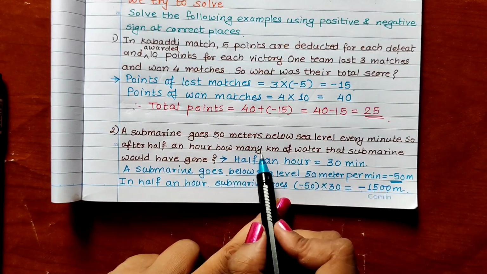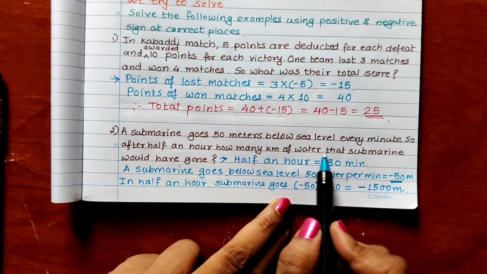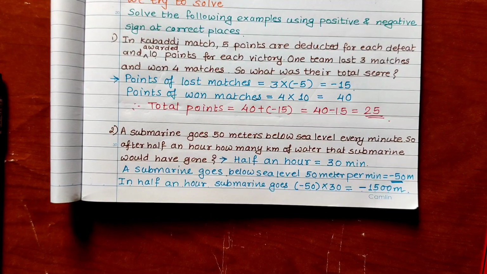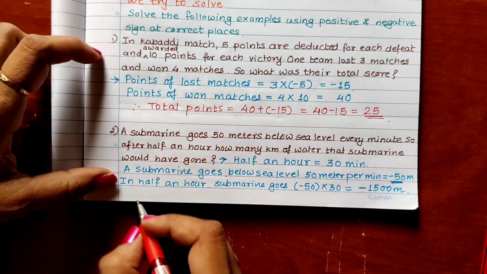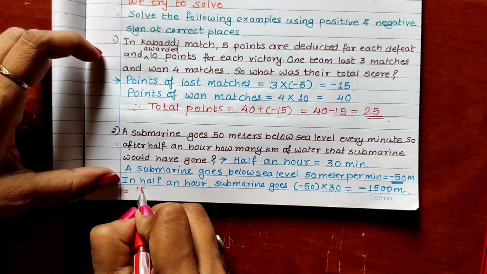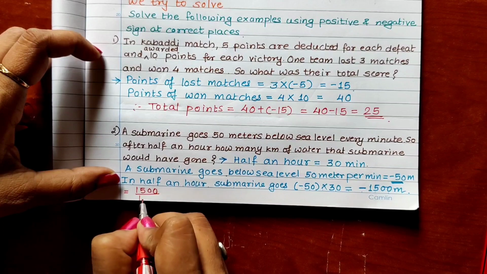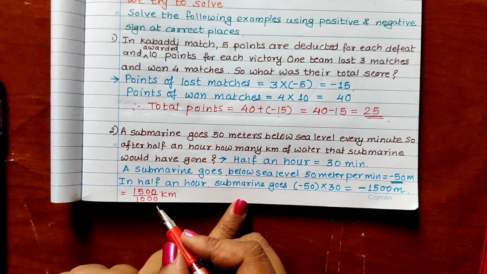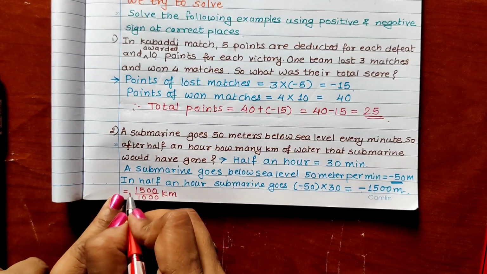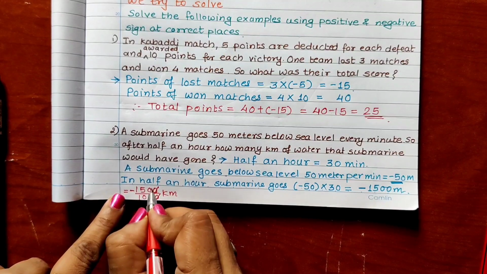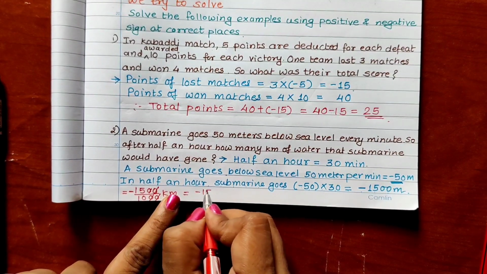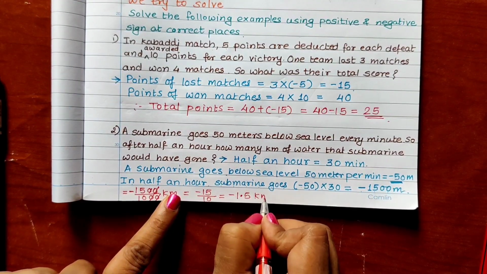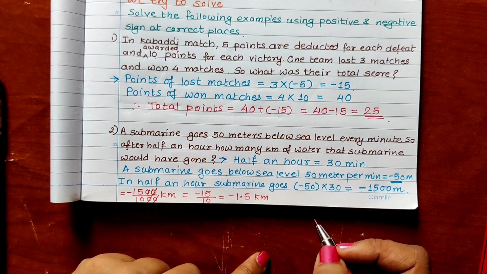We have to write the answer in kilometer. How many kilometer of water would that submarine have gone? So we will be writing the answer in kilometer. It will be equal to minus 1500 upon 1000 kilometer. We all know when we want to convert meter into kilometer, we have to divide by 1000. I will write minus sign. 0 0 0 cancel. So we have got minus 15 upon 10, which means minus 1.5 kilometer. But as it is distance, it should not be written with minus sign.